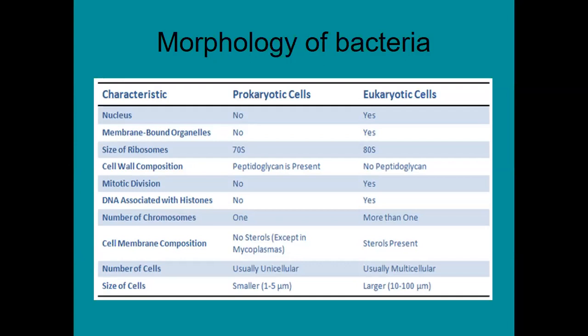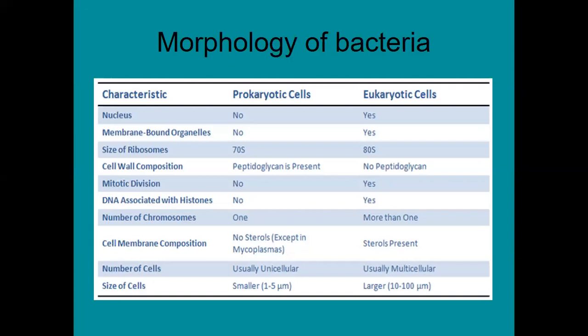Histone proteins associated with the DNA of the nucleus are present in the eukaryotic cell. The number of chromosomes is more than one in the eukaryotic cell. Cell membrane composition has no sterols in prokaryotes. Sterols are present in the eukaryotic cell. Usually prokaryotes are unicellular, and the size of the cell is very small. It is 1 to 5 micrometer.